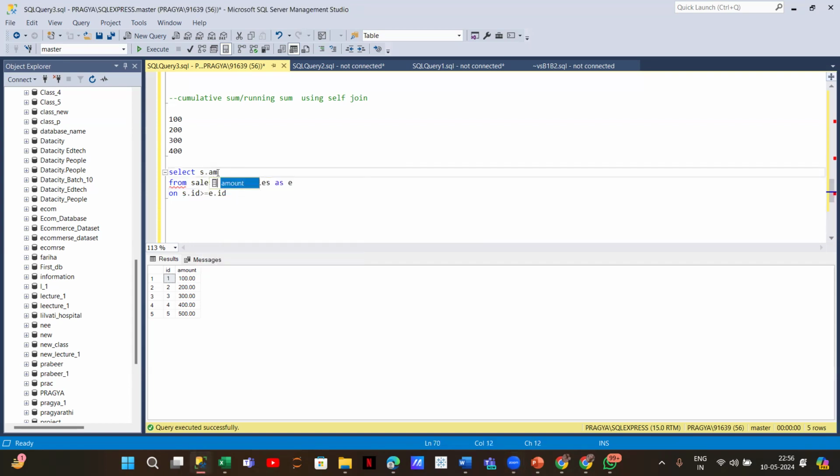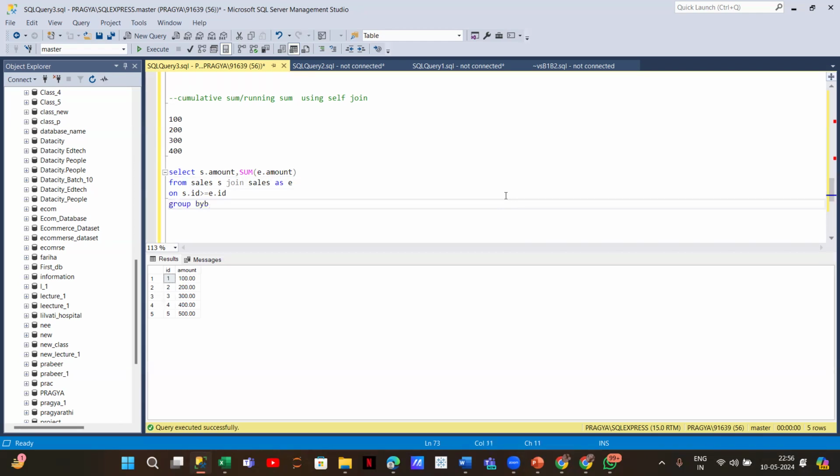So I will have my S dot amount, and with that I want to have my cumulative sum. So I will have the cumulative sum of my E's amount, sum of my E dot amount. So I will write it here. So what is the thing that is missing? Who will tell me? Try to guess. I'm looking forward to your answers.